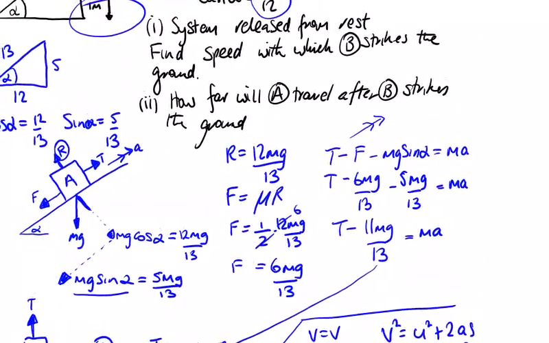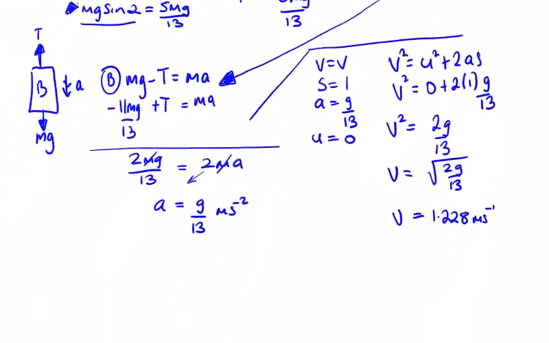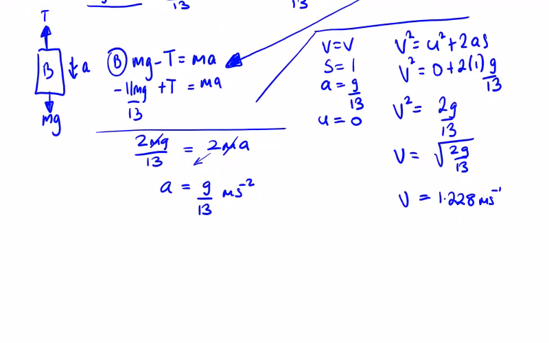Second part of this question asks, how far will A travel after B strikes the ground? Okay, how far will A travel? So A, what's going on here? Well, the speed it's going to be traveling at when B hits the ground is the same speed that B was, which is 1.288. How far will it travel means that it's going to stop at some point. So v is equal to 0. We're looking for how far, s is equal to s.